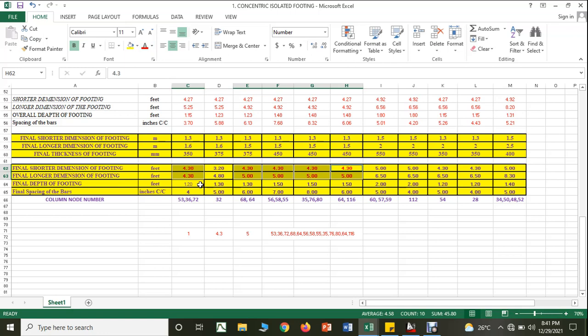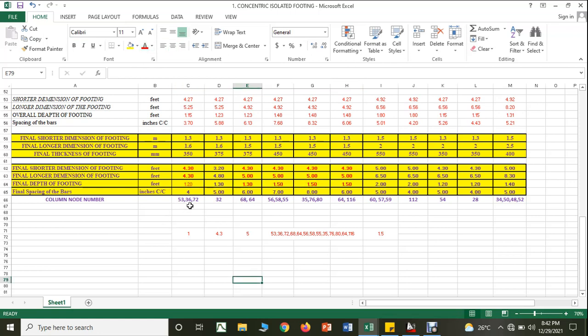1.20, 1.30, 1.50, 1.50, 1.50. So let us give the thickness as 1.50 only, okay. Let us make the thickness 1.50. I can make this thickness 1.50. So this one, this one, this one, this one, this one, 1.50.